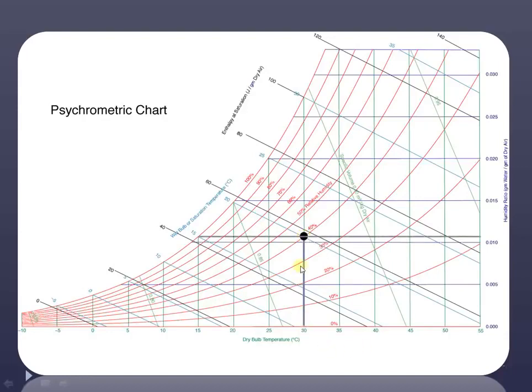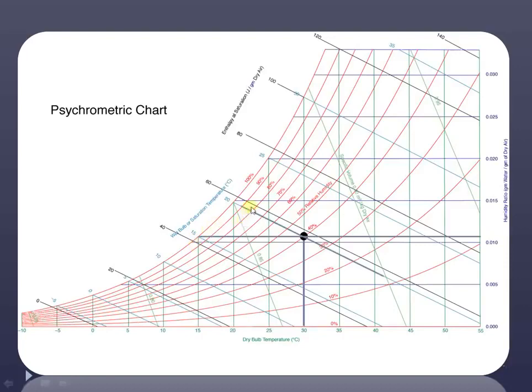Draw the horizontal line. This horizontal line on the y-axis will give you the value of the humidity ratio of the air at 30 degrees centigrade dry bulb temperature and 40% relative humidity. Similarly, this horizontal line will intersect the saturation curve at this point, and that will give the dew point temperature of the air. Dew point temperature is the temperature at which the first drop of water will condense from the air when it is cooled.